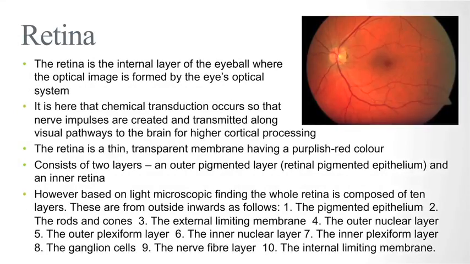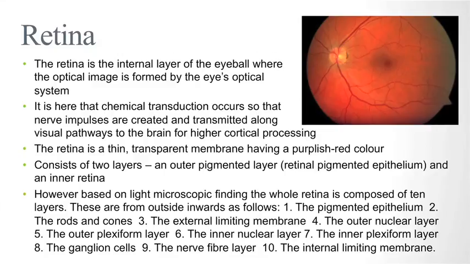The retina is the internal layer of the eyeball, where the optical image is formed by the eye's optical system. It is here that chemical transduction occurs, so that nerve impulses are created and transmitted along visual pathways to the brain for higher cortical processing. The retina is a thin, transparent membrane having a purplish-red colour. It consists of two layers, an outer pigmented layer, the retinal pigmented epithelium, and an inner neurosensory retina.